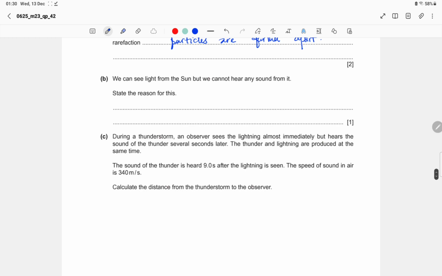We can see the light from the sun, but we cannot hear any sound from it. State the reason for this. So light does not need a medium to travel, whereas sound does need a medium.